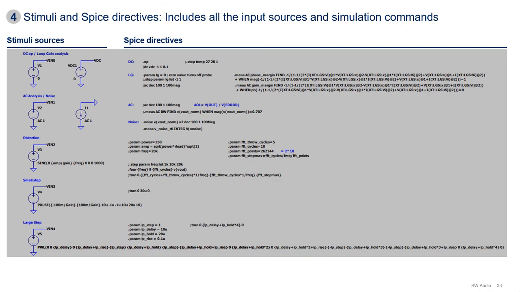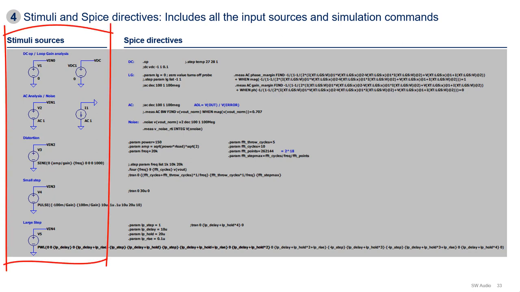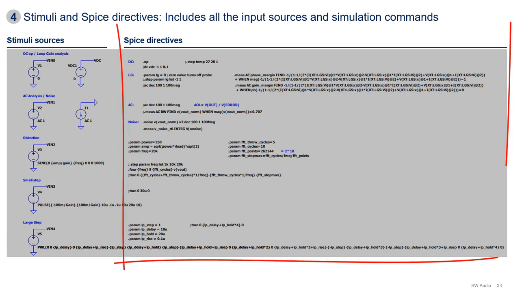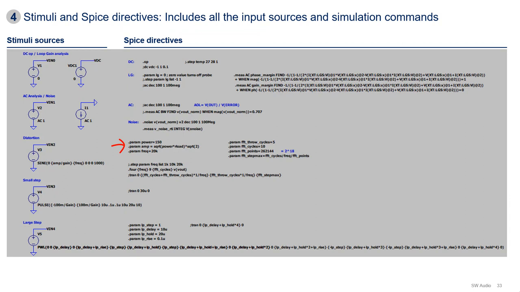Stimuli and SPICE directives include all the input sources and simulation commands used to exercise the circuit. Stimuli sources are voltage sources and current sources that connect to the amplifier through the coupler voltage source or directly. The source type depends on the simulation being run. The setup includes DC sources for DC sweeps and loop gain tests, AC sources for frequency response and noise analysis, sine wave source for distortion measurement, a small pulse source for stability tests, and a large pulse source for slew and overdrive tests. SPICE directives are commands that prime the simulator before the simulation is run. These directives include stimuli source parameters, simulation sweep commands, and measurement commands. As a best practice, I try to parameterize as much as possible. This way, when I make a change in one location, it is replicated across the circuit.